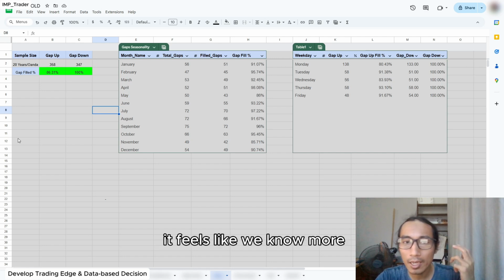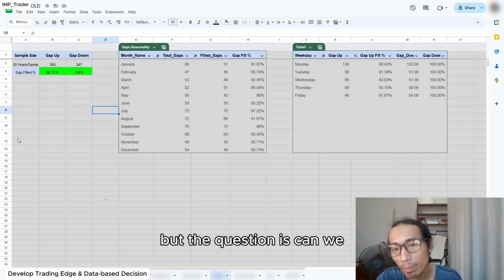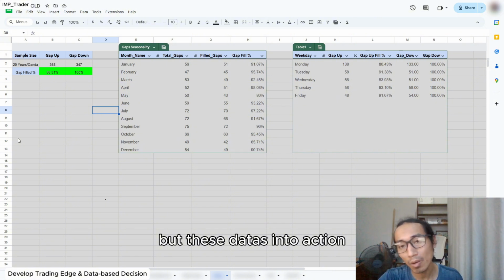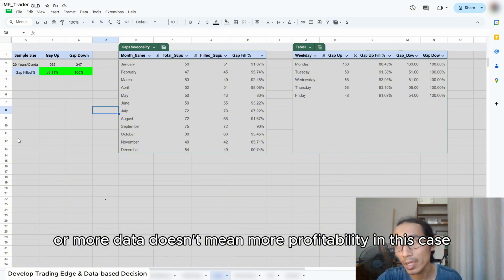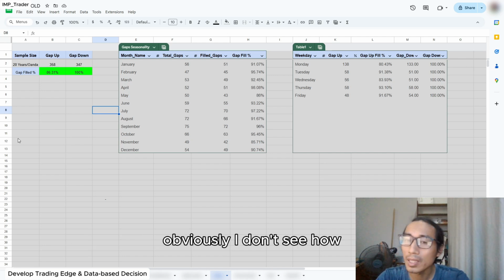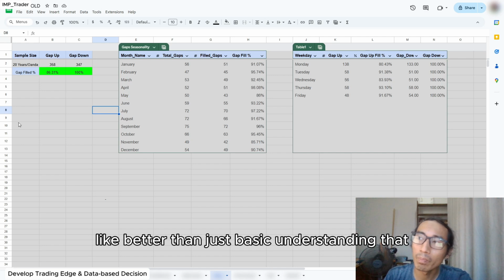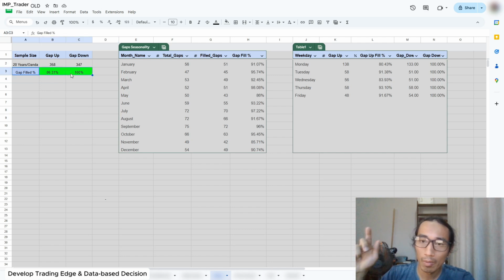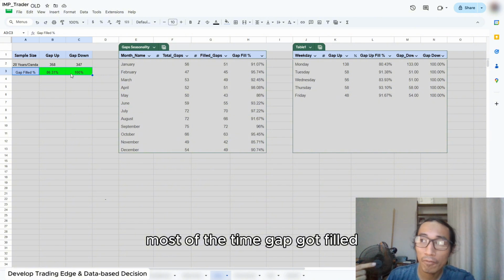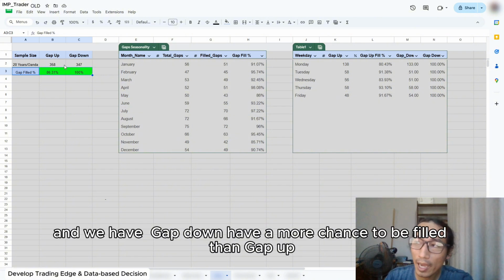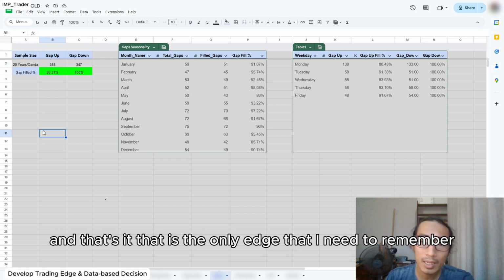It feels like we know more, but the question is, can we put the data into action, or does more data not mean more profitability in this case? Obviously, I don't see how I can utilize this better than just a basic understanding that most of the time gaps get filled, and a gap down has a better chance to be filled than a gap up, and that's it. That is the only edge that I need to remember.